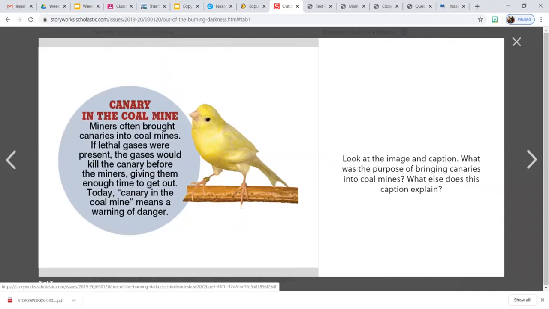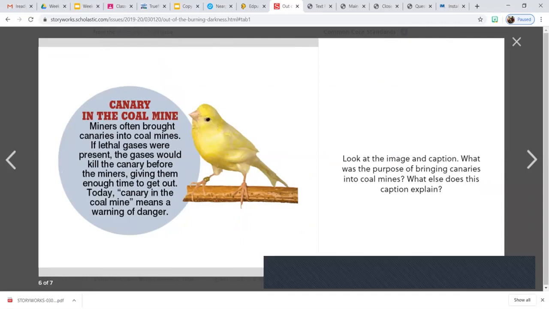The next text feature is an image and a caption. And the question is, what was the purpose of bringing canaries into coal mines? What else does this caption explain? And it says, canary in the coal mine.